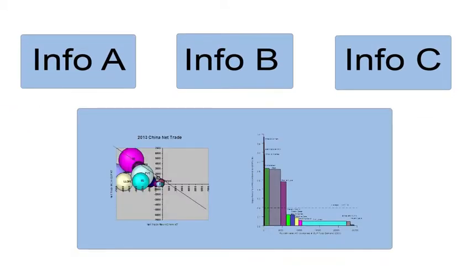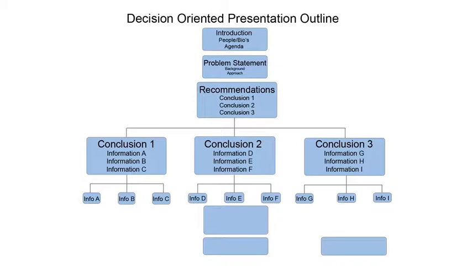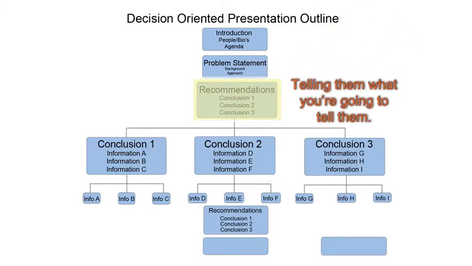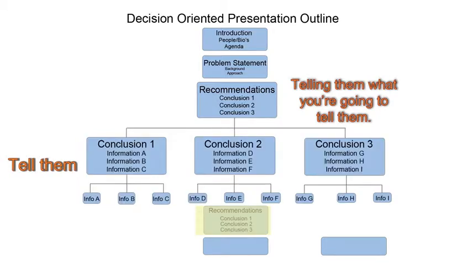In the body of the information slide, we need to show the facts, tables, bar charts, and other graphics to show that the information is true. The same will be true for conclusions 2 and 3. Once you've presented all of the conclusions and the supporting information slides, you repeat the recommendation slide as a summary. In essence, your first recommendation slide was telling them what you're going to tell them. The conclusion and information slides tell them, and the second recommendation slide tells them what you told them.